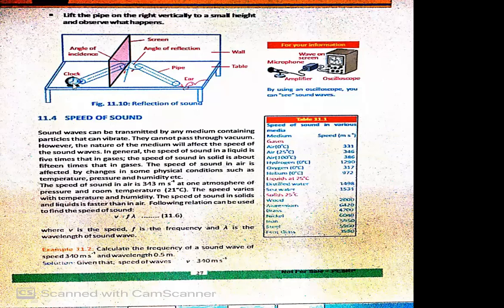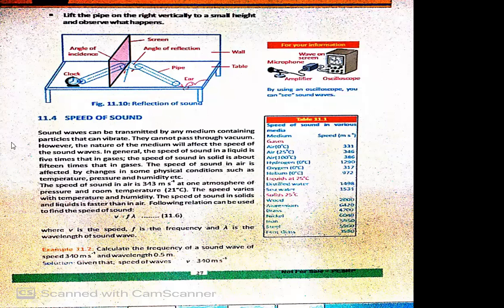clearly. When you find where you hear the sound of the clock clearly, stop there and then measure the angle of incidence and the angle of reflection in that case. So this is the topic of how you can listen to the sound of the clock clearly. This phenomenon is called the reflection of sound.